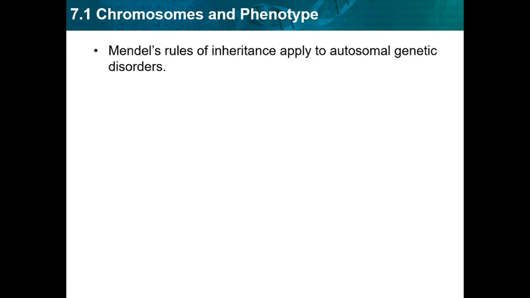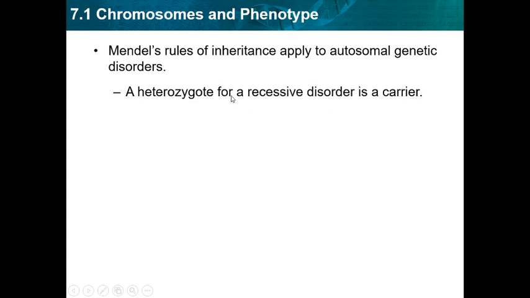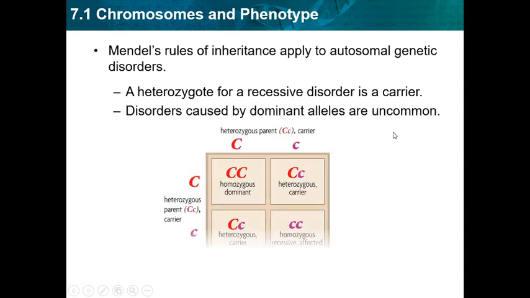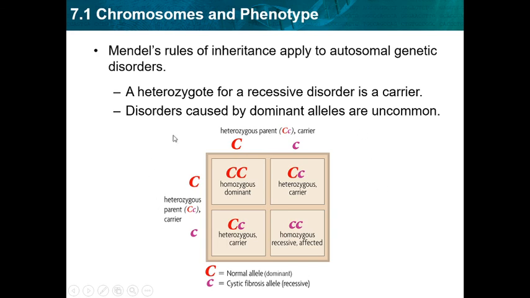Okay, Mendel's rule of inheritance applied to autosomal genetic disorders. A heterozygote for a recessive disorder is a carrier, okay? Disorders caused by dominant alleles are uncommon. If you look at this Punnett square, this is a heterozygous parent. Then if this is a homozygous dominant, these two heterozygous ones could be carriers, okay, for the recessive disorder, okay.